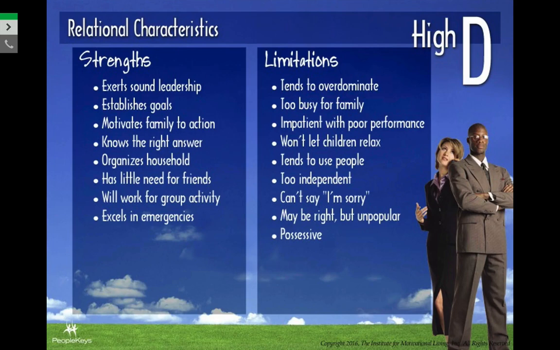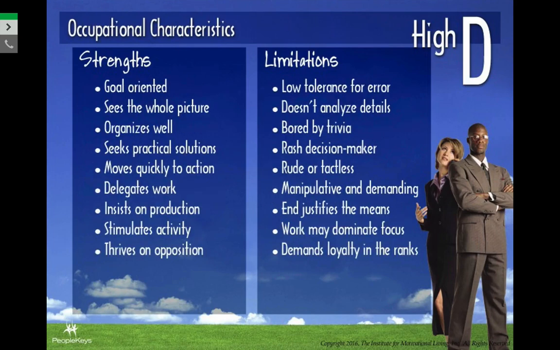So the high D doesn't have this need to have a ton of friends in their world. Limitations. They tend to over-dominate. They can be too busy sometimes for family. They're constantly working. They're impatient with poor performance, don't really know how to say I'm sorry. They could be possessive. They tend to over-dominate. Occupational characteristics, they're goal-oriented. They can see the whole picture. They seek practical solutions and move quickly to action. They're great at delegating out, and they thrive in opposition.